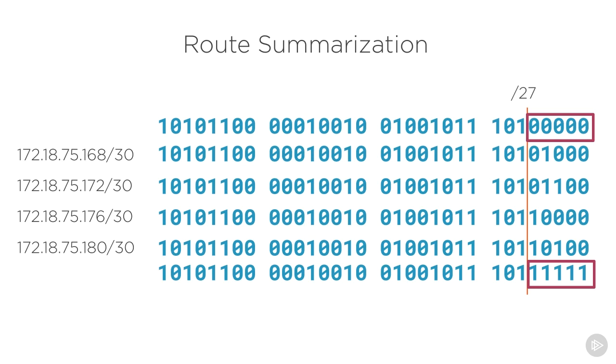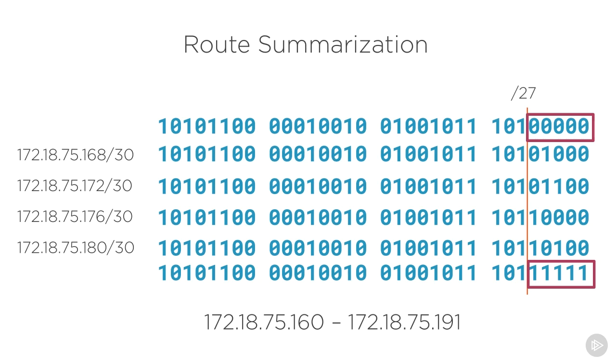If I do the calculation where I apply the /27 mask, and then I add all zeros in the host portion and all ones in the host portion to find my network address and broadcast address, what I find out is that my range of addresses goes from 172.18.75.160 through 172.18.75.191. Well, this is much larger than the range of addresses that I have listed in these 4 networks.